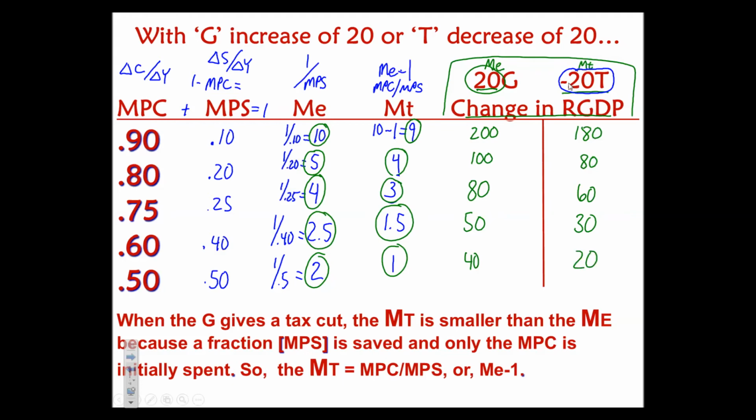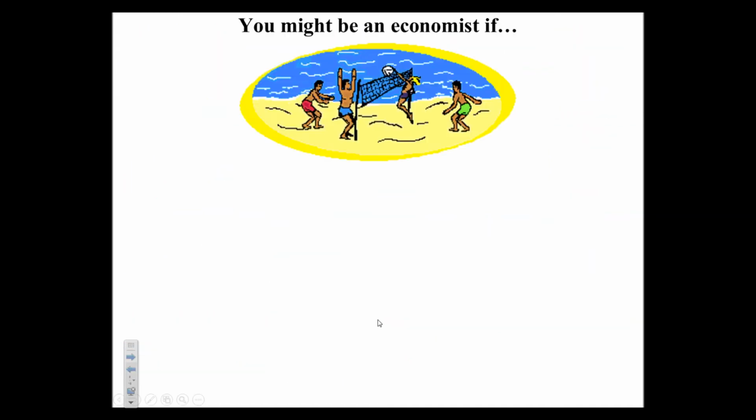So notice that the tax multiplier is smaller than the expenditure multiplier. That is because when people receive a tax cut, they're going to end up saving a portion of that before they spend it. So that's why the spending multiplier is larger than the tax multiplier. All right, so let's roll on out of here.